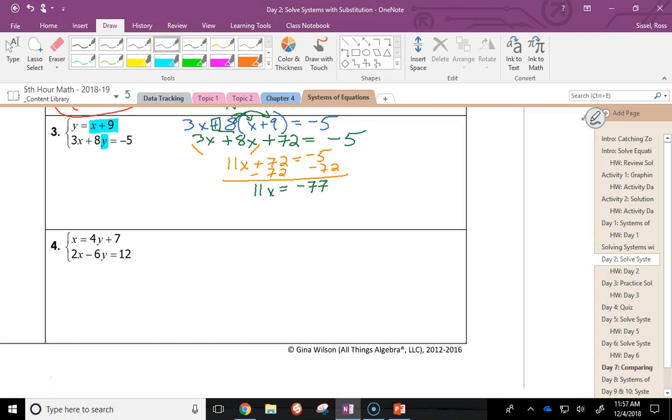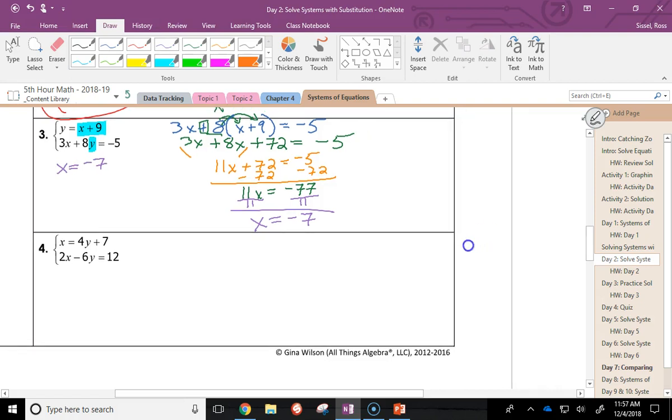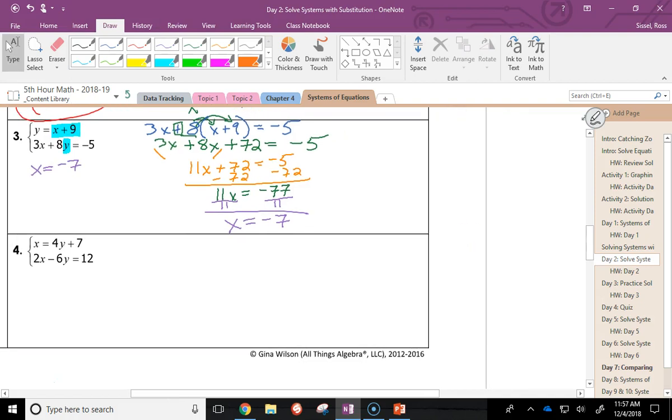And Wade told us on the last equation, when I have just a coefficient and variable on the left side, I can divide to undo multiplying. X equals negative 7. Okay. We still have to find y. So, what am I going to do now? Where am I going to put in negative 7? X is negative 7. Where am I going to input that? Right?